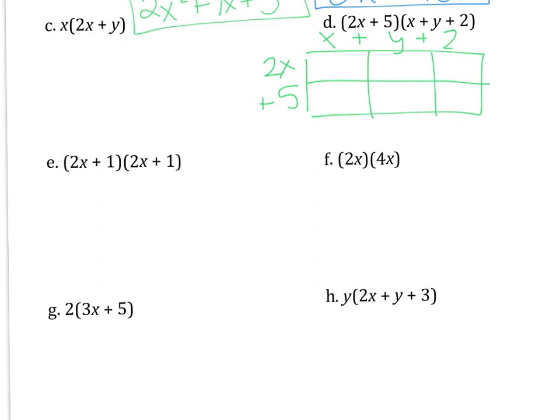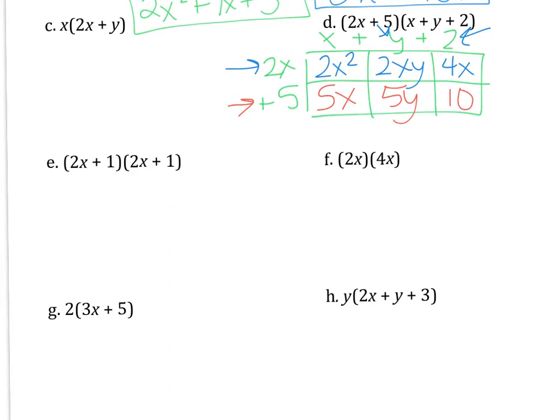In letter D, we're going to take a binomial times a trinomial. And I always put the bigger expression on the top of the rectangle like I have here. And we're going to start by multiplying. So we're going to multiply x, y, and 2 by our 2x. So 2x times x is 2x squared. 2x times y is 2xy. And then 2x times 2 is 4x. We're then going to multiply everything, the x, the y, and the 2 by positive 5. So we'll have 5x, 5y, and a positive 10.